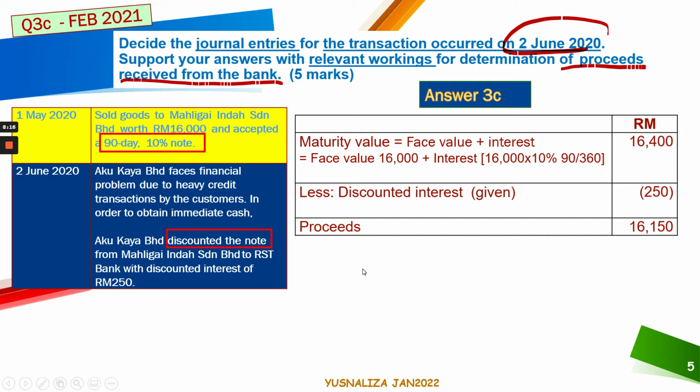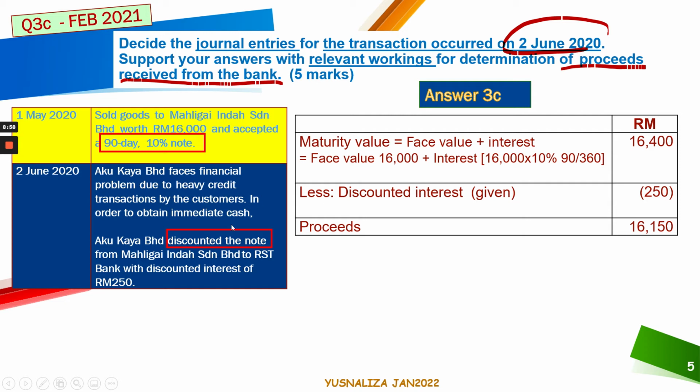So the first step that you need to do to find the proceeds is to calculate the maturity value. Maturity value will normally be the principal or the face value plus the interest. So the interest here is the 10% interest given here, 10% based on the 90 days. And we assume in a year there were 360 days. So 16,000, the face value, times 10%, the interest rate, and the 90 over 360. This is the term of the note, 90. And 360 is the number of days in a year. And then we need to go and get the maturity value.